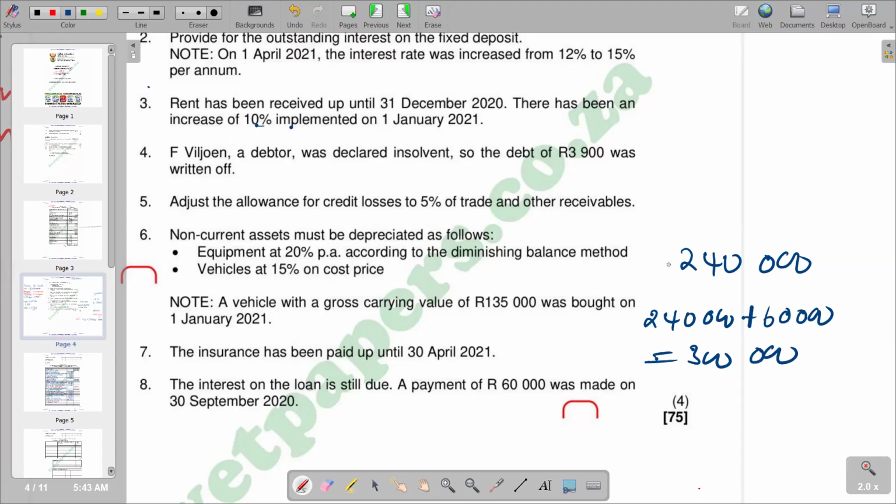So we need to count the number of months that we have using 240,000 and the number of months for 300,000. So 300,000 was before payment. The payment was made on 3rd September, with the year starting 1 July 2020. So you're saying July, August, September. So 300,000 was for 3 months, which means this one is 4 minus 3, it was for 9 months. So that's how we are just going to calculate it.